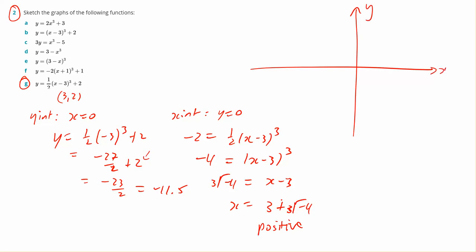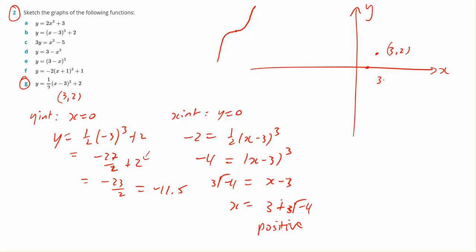Okay, so my SPOI is at 3, 2, so I'm just going to write it here. And my x is positive. Now we're expecting the shape to be like this. That's not very good. We're expecting the shape to be something like this. The middle part is meant to be flat, so it's going to look something like that. I'm expecting my x-intercept to be somewhere over here.